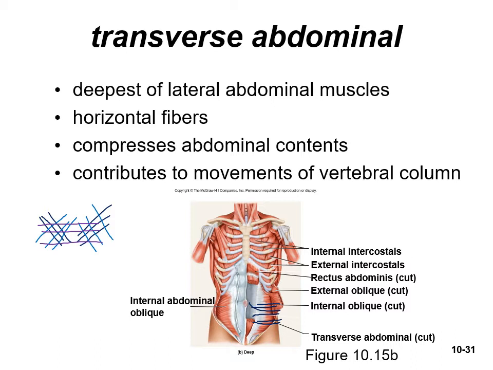The transverse abdominal compresses the abdominal contents and contributes to the movement of the vertebral column. The transverse abdominal is very good at supporting your vertebral column, and when these muscles weaken, it tends to be the transverse abdominal weakening that can result in herniated and slipped discs.